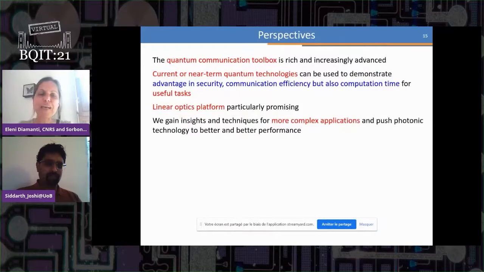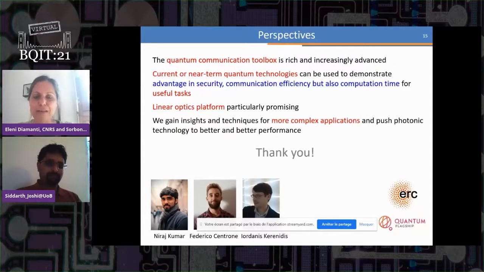So with this, I would like to conclude. I would like to thank very much the collaborators, especially for this last part of the topics that I covered. I hope I have convinced you that there are many interesting things to do with current and near-term quantum technologies for showing an advantage for truly useful tasks. I believe that these types of experiments give real insights for more complex applications and push photonic technology to better and better performance, while demonstrating now, without waiting for a full-scale quantum internet or a full-scale quantum computer, that there are many interesting things to do with quantum photonic technologies. Thank you very much.